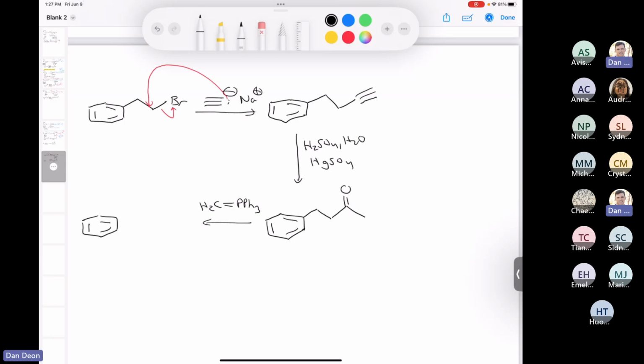The solutions manual has what you've done plus PCC and dichloromethane. Did I leave that step out or something? Well, I'll have to go back. Anyhow, so yes, I would accept this. There's nothing wrong with that synthesis.